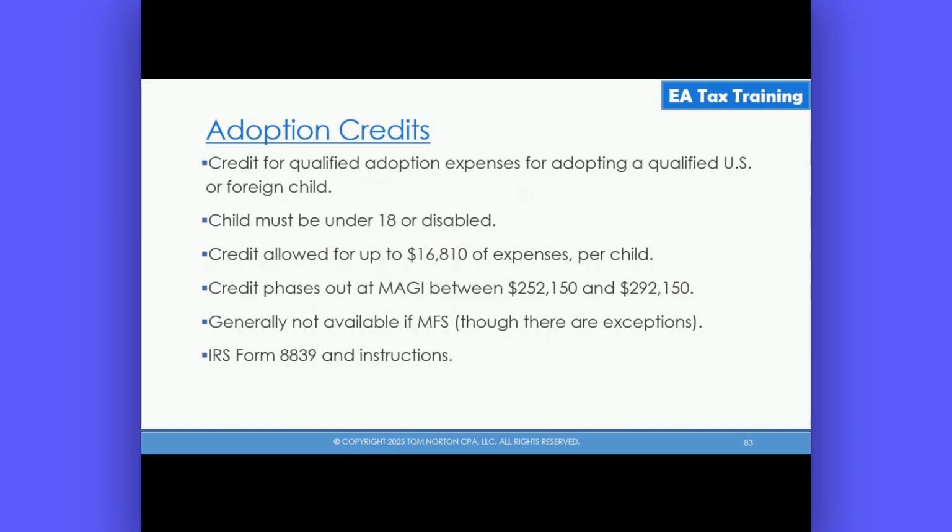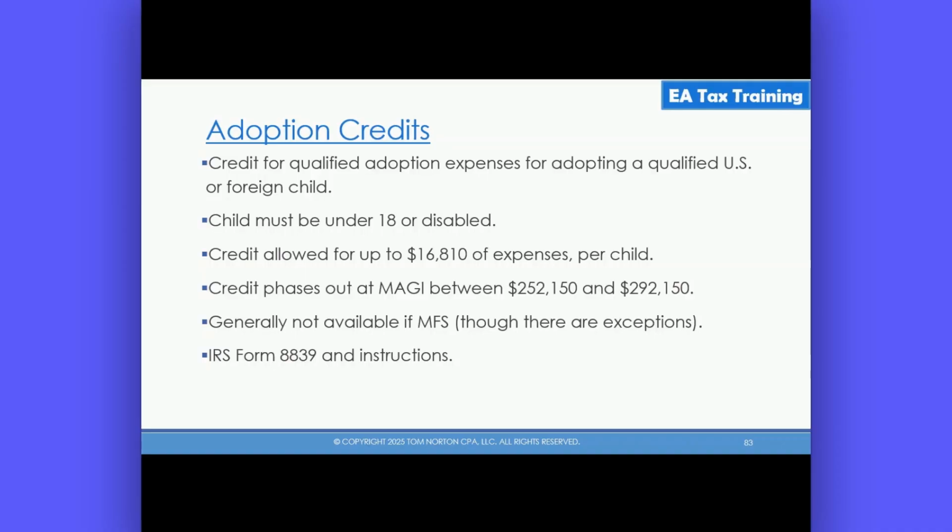Moving on to adoption credits. You can get a credit for qualified adoption expenses for adopting a qualified U.S. or foreign child. The child must be either under age 18 or disabled. The credit is allowed for up to $16,810 of expenses per child. The credit does phase out for modified adjusted gross income between $252,150 and $292,150. This is generally not available for married filing separately, though there are exceptions.